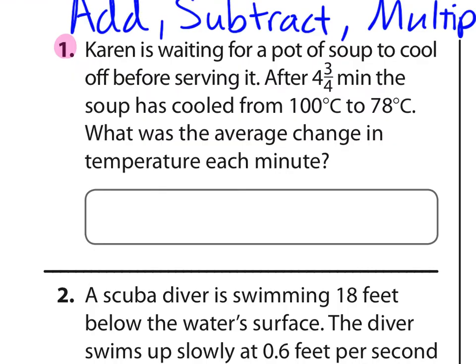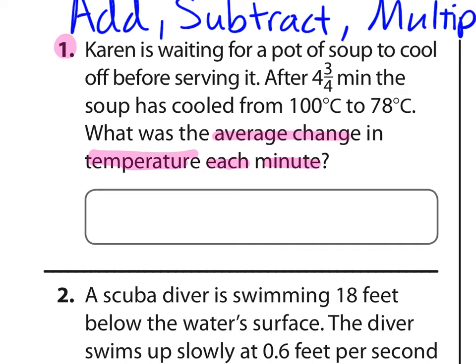Problem number 1, Karen is waiting for a pot of soup to cool off before serving it. After 4 3/4 minutes, the soup has cooled from 100 degrees Celsius to 78 degrees Celsius. What was the average change in temperature each minute? So you're looking at the change per minute. It's also called a unit rate.